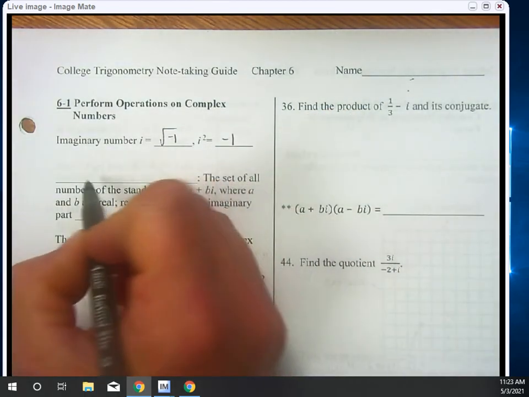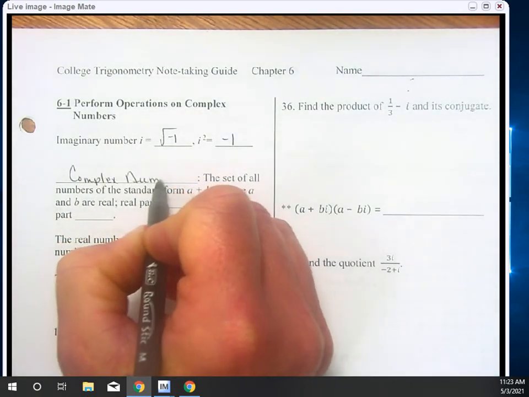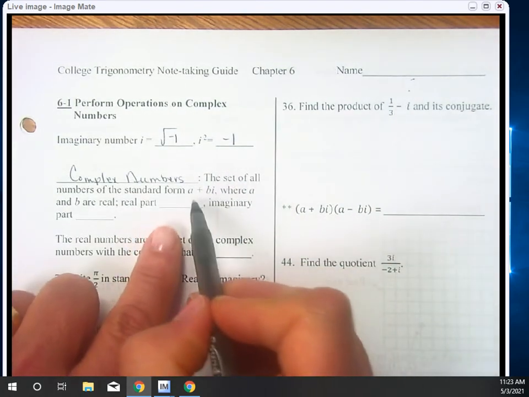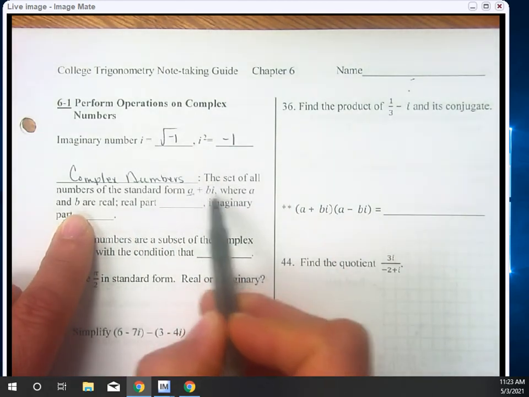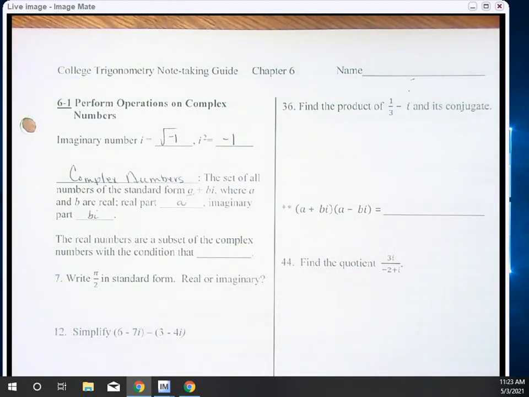When you look at complex numbers, they are made up of a real number part, where a is the real part, and b is the imaginary number part. The real numbers are a subset of complex numbers with the condition that what happens? All real numbers are complex numbers.